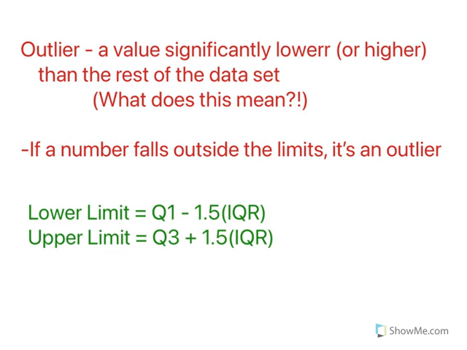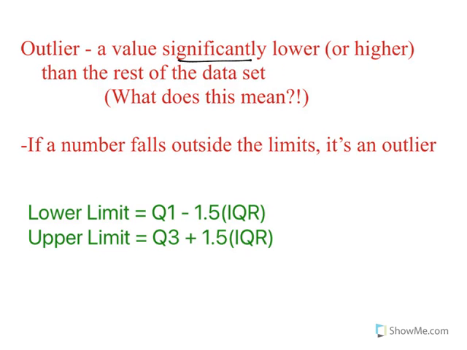Let's talk about outliers. An outlier is a value that is significantly lower or higher than the rest of the data set. Well, what does that really mean? How do you know if it's significantly lower or higher? Well, if a number falls outside the limits, then it's an outlier.